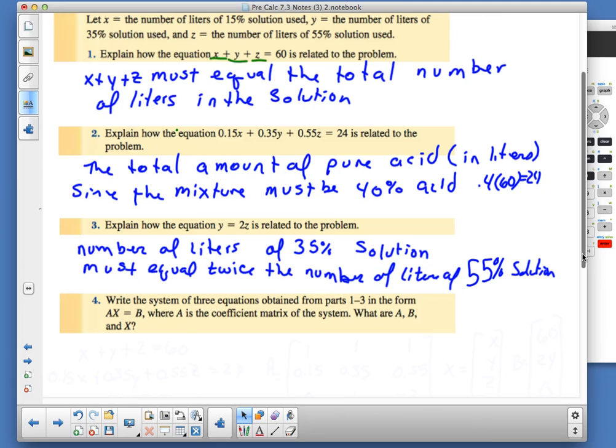Now, get your coefficient matrix. Remember, your coefficient is just the numbers in front of your X's. That's your A. Your X matrix should be X, Y, Z. Your B matrix should be what they're equal to: 60, 24, and 0. People kind of look at me at the 0, but think about what I have to do with Y equals 2Z to get the 2Z to the left.